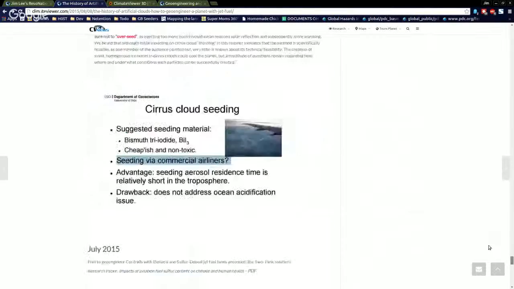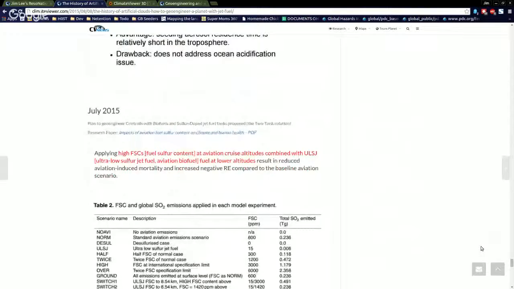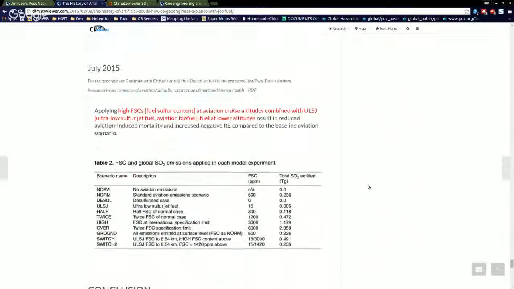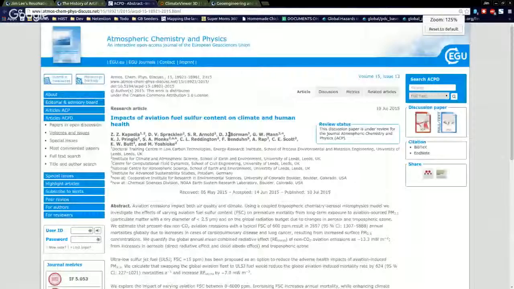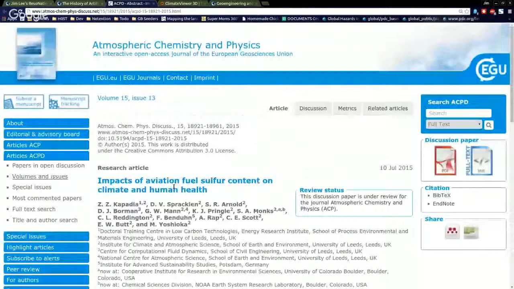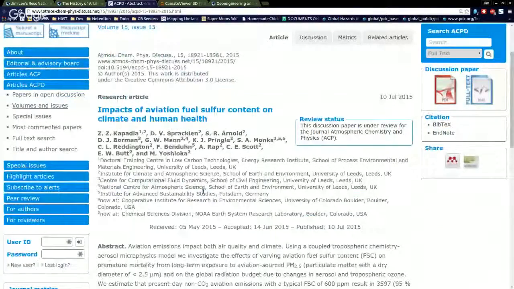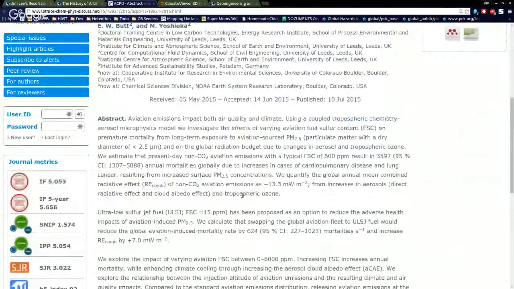All right. So this is more references than you can shake a stick at. But the bottom line is this. If you want to know how to geoengineer a planet, you do it with the jet fuel. And if you want to talk about it, this is how they talk about it. Impacts of aviation fuel sulfur content on climate and human health. Links are provided. They will be in the details. Let's get down to what they're doing here.